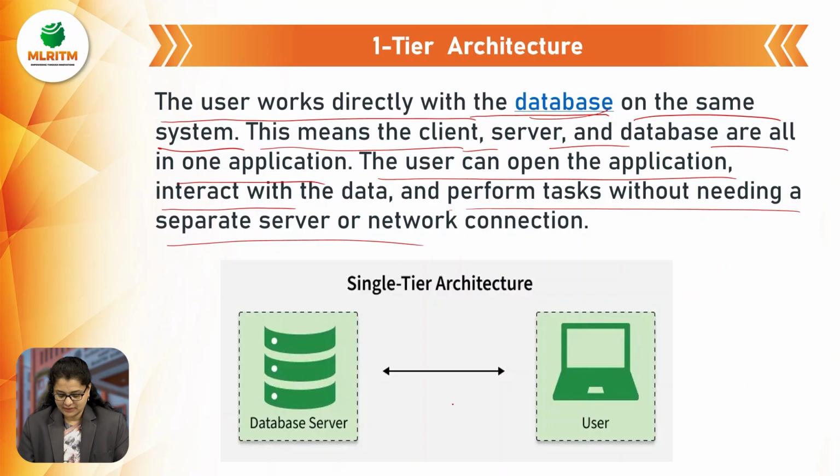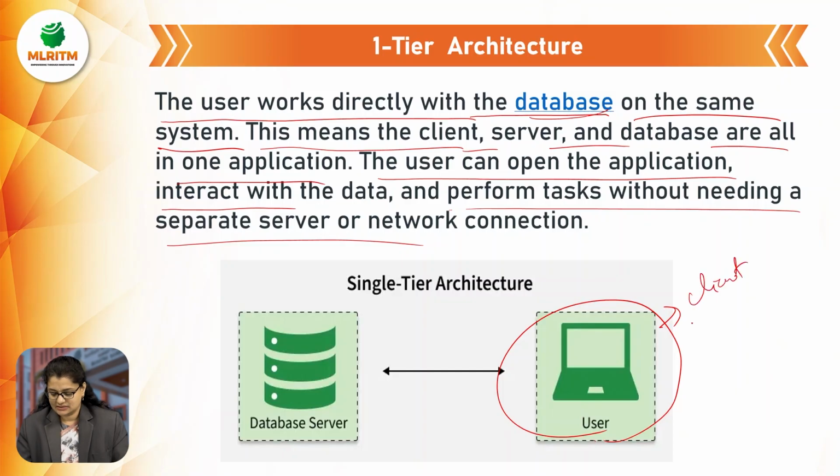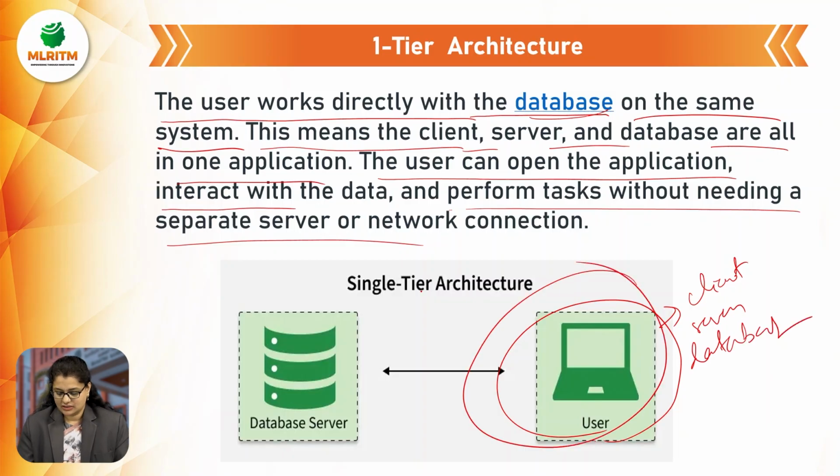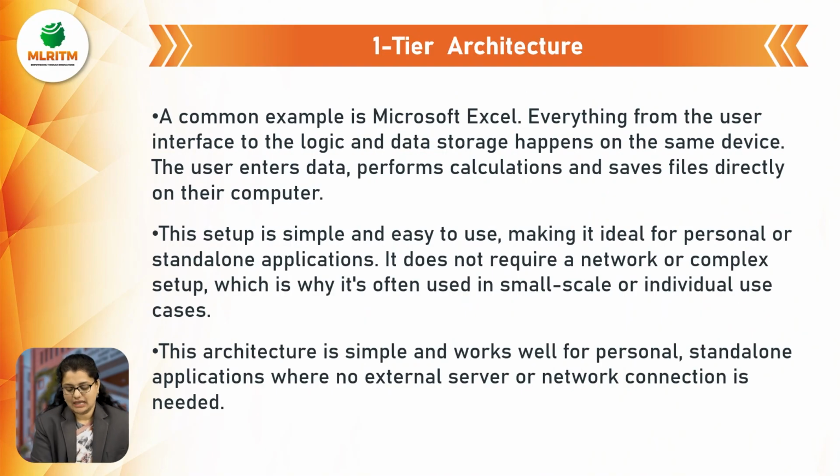Look at the diagram here. So this user can maintain everything in one system. The client, server and database are all in this one application. Here only the data is accessed, without adding any separate server or network involved in this Tier 1 architecture. A common example is Microsoft Excel. Everything, from the user interaction to the logic and data storage, happens on the same device.